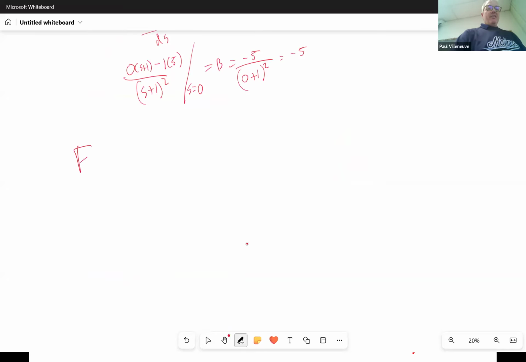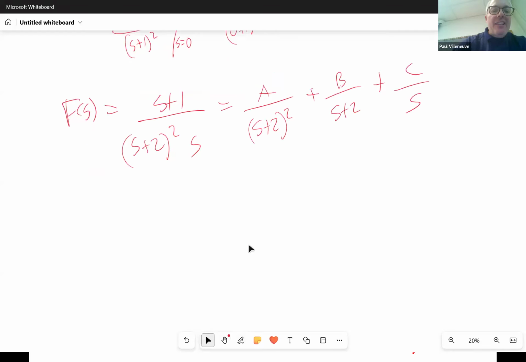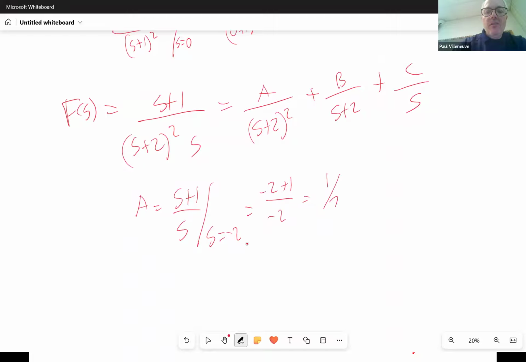Okay. Yeah. Well, we can just create one, right? We can say F of s, and let's make this one a little more challenging. Let's go s plus 1 over s plus 2 squared times, we'll make this one just s. That okay? So that's equal to A over s plus 2 squared plus B over s plus 2 plus C over s, right? A is the easy one. That's s plus 1 over s evaluated at s equals -2. So that's -2 plus 1 over -2, which is equal to 1/2.